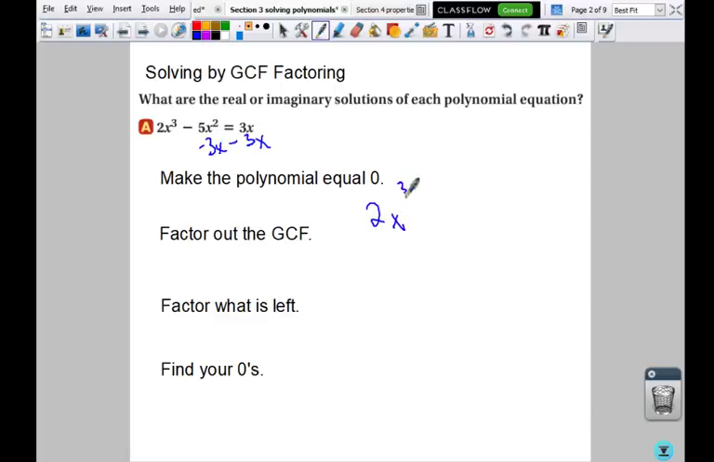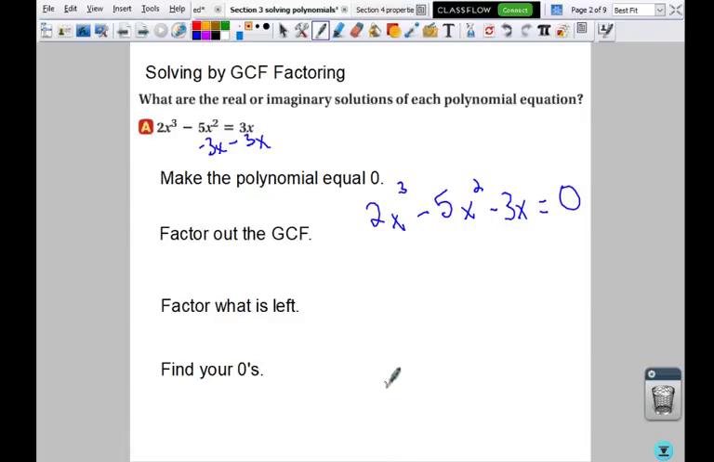So I have 2x to the third minus 5x squared, and then I'm going to put minus 3x because I'm going to put it in the right order. Equals 0. Exponent 3, exponent 2, this is exponent 1, and then I got equals 0. Alright, I'm going to look at these now.